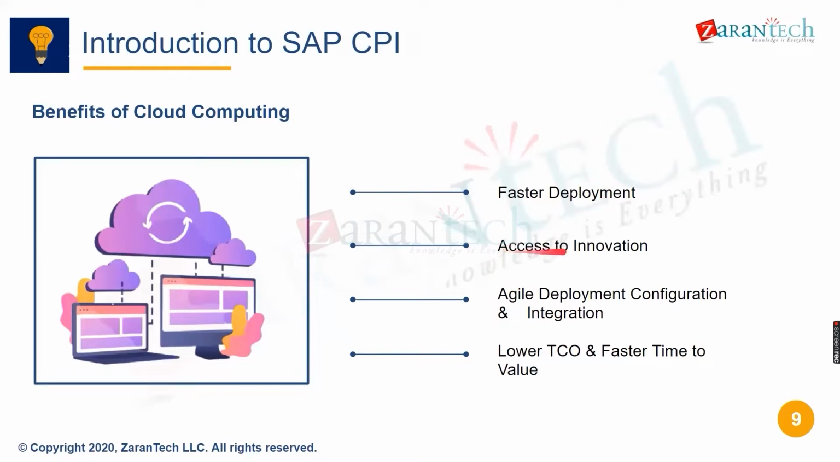Now, access to innovation. Anywhere you can do any design and everything through the internet. Then agile deployment, configuration, and integration. If you want to integrate multiple systems, say system A and system B, integrating with the cloud is very easy. But when you come to an on-premise application, you have a different architecture. It's completely different in scope when we go from on-premise to cloud.